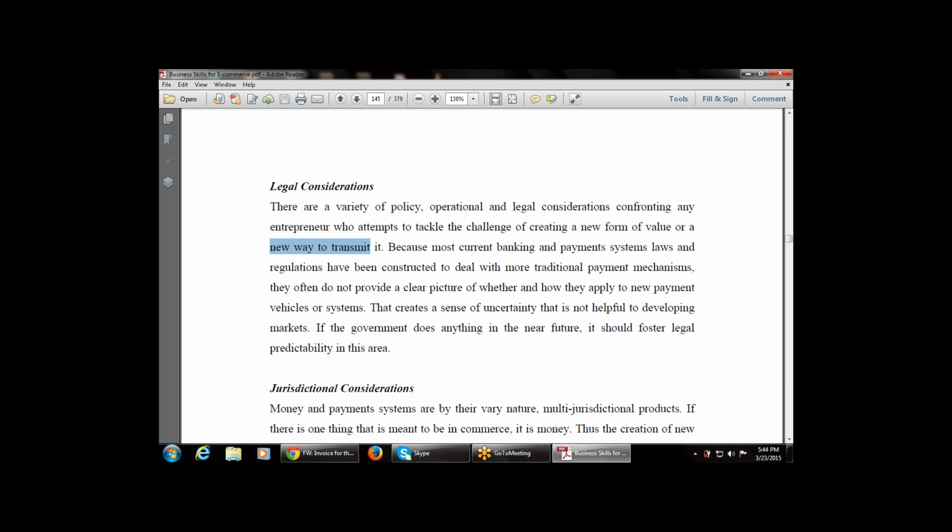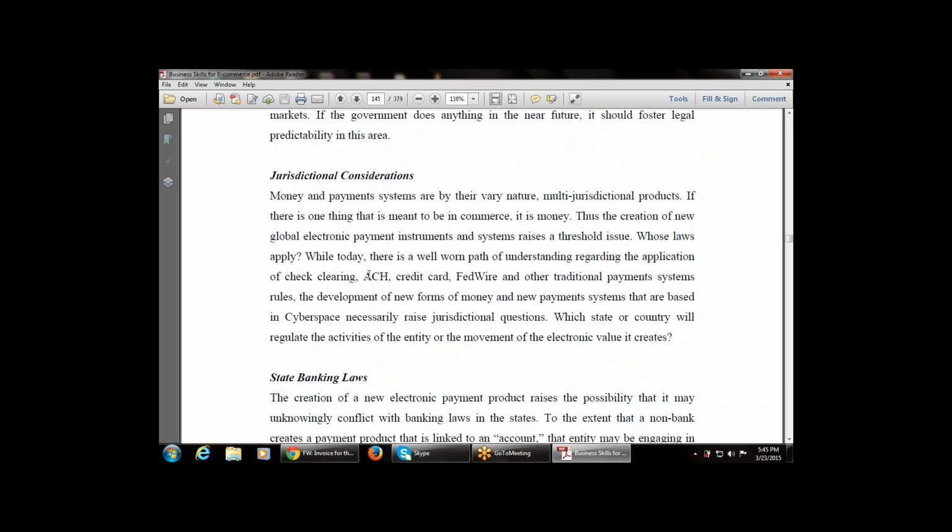Then the next part is jurisdictional consideration. A payment system is a mode of multi-jurisdictional products. If it is part of commerce, the parties must relate with each other in each and every transaction. That is a jurisdictional consideration, which also involves using the ACH, Fedwire and other traditional payment systems.